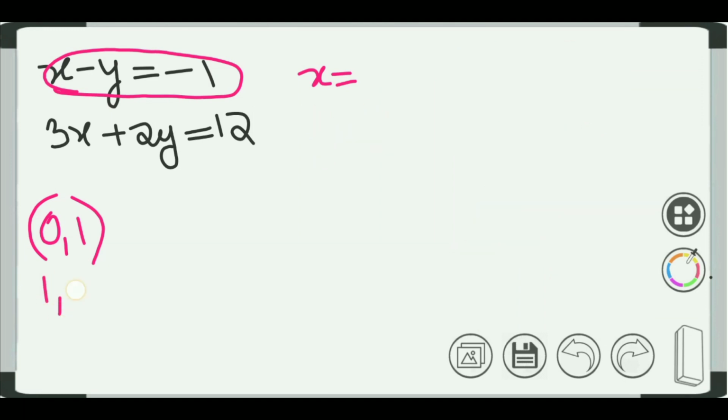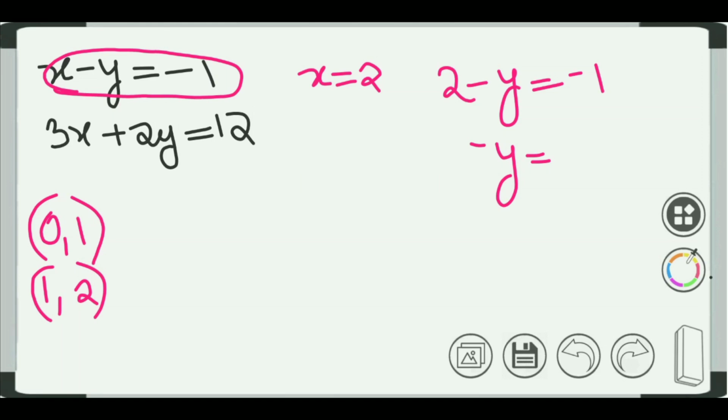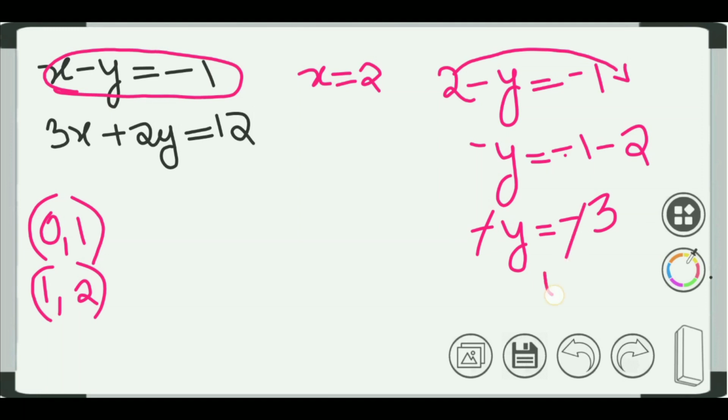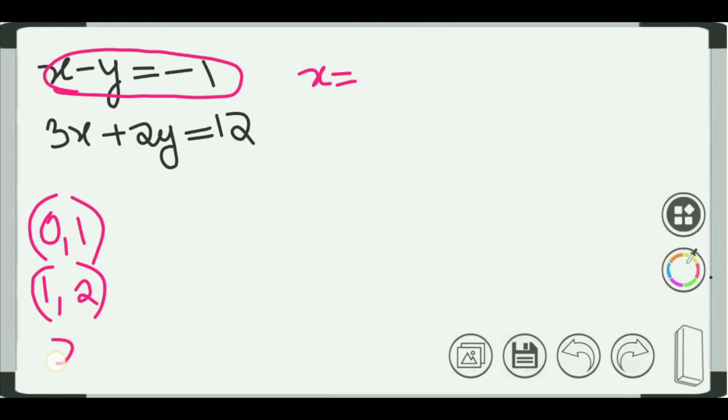Now, suppose x is equal to 2. I am replacing x by 2. So minus y is equal to, taking this 2 to this side, minus 1 minus 2. What is minus 1 minus 2? Minus 3. Minus minus got cancelled. y is equal to 3. So the third point is 2 and 3.